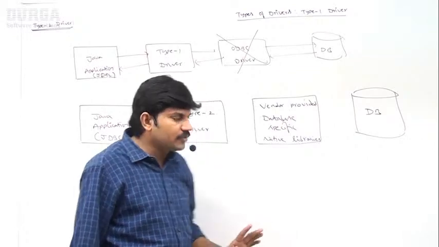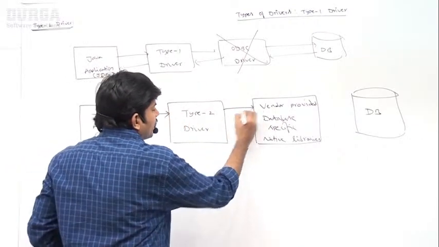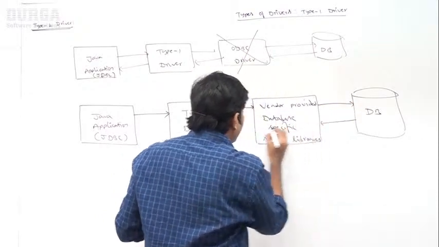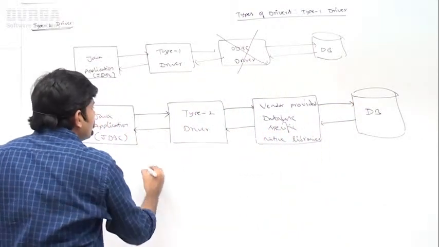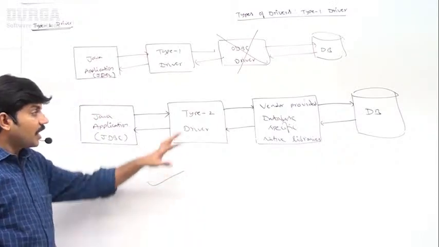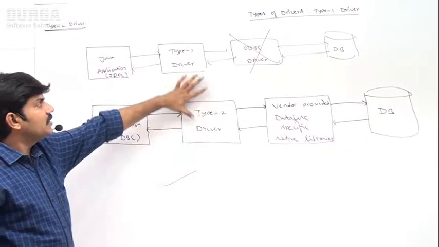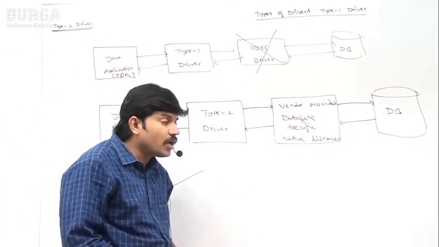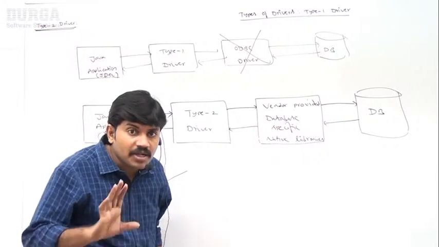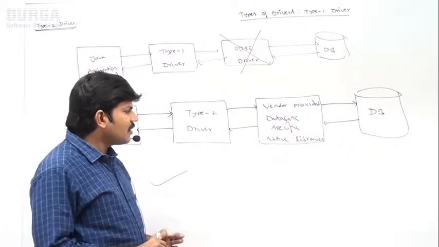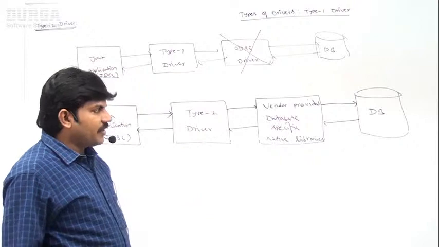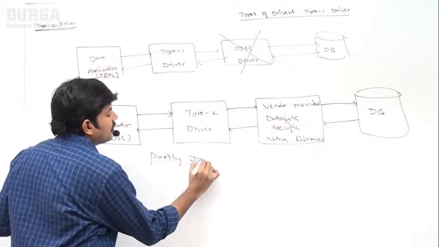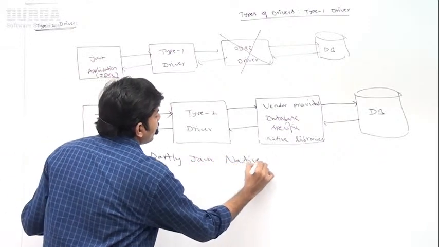Is it clear for all of you? So, sir, the type 2 driver converts into database specific native library calls which can be understood by the database, right? Sir, this is the architecture of the type 2 driver. Make sure, sir, it is exactly the same as type 1 except the ODBC part we have to replace with what? Vendor provided database specific native libraries. Clear, right?